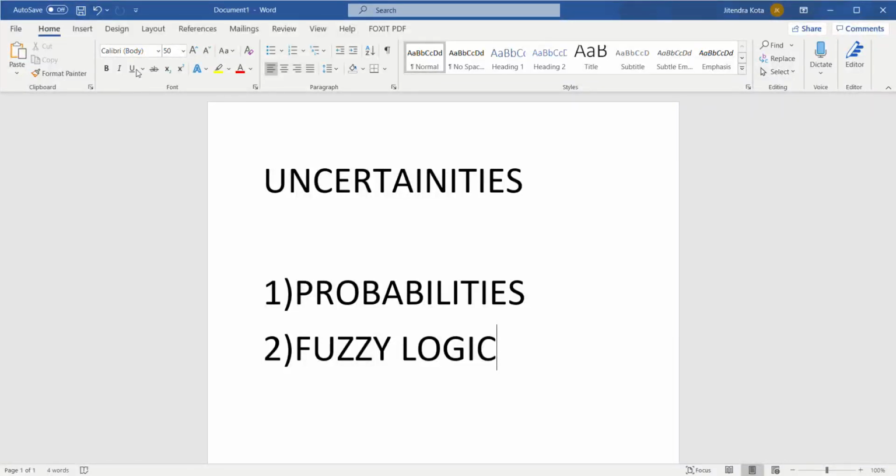Hi guys, today we'll be looking at uncertainties. Until now, we looked at propositional logic and predicate logic. We were looking at events that were either occurring for sure or not. But we as humans tend to show our intelligence in cases which cannot be totally polarized.